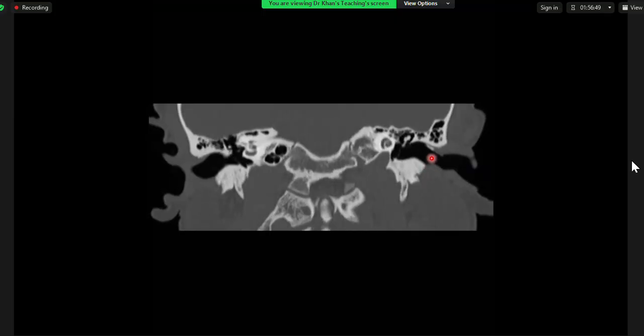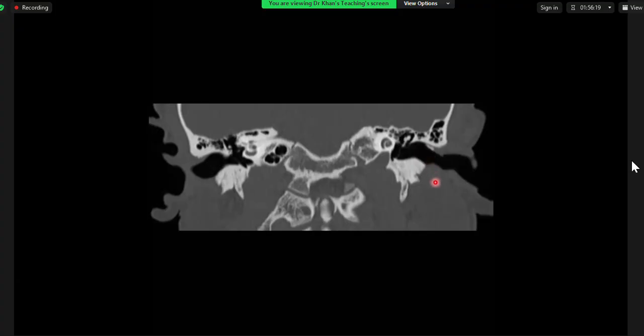This is a favorite of the examiners. This pointed structure here is the scutum. This is the head of the malleus, and this is the body. The space, this is a very important exam scenario. The space in between the scutum and the head of the malleus, in the epitympanum, is known as Prussak's space.